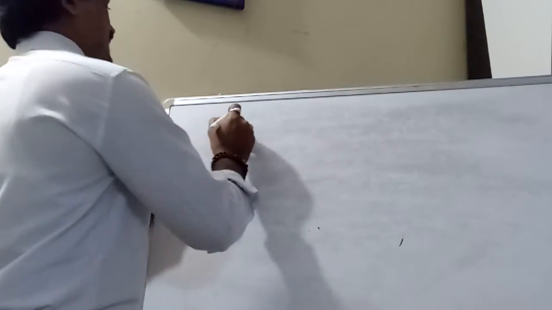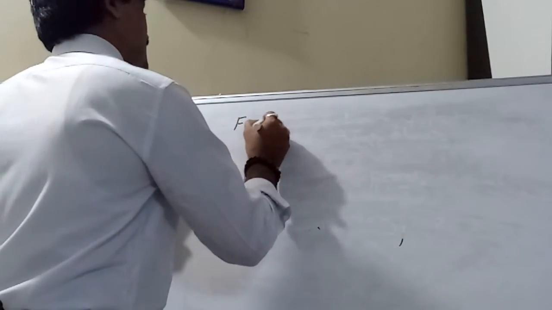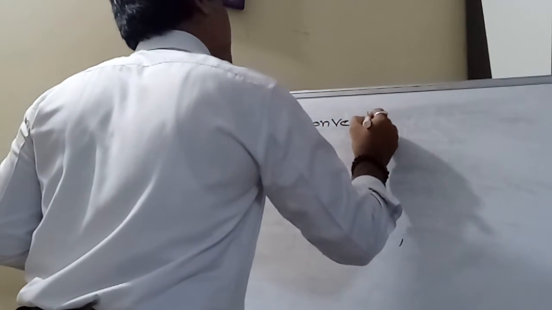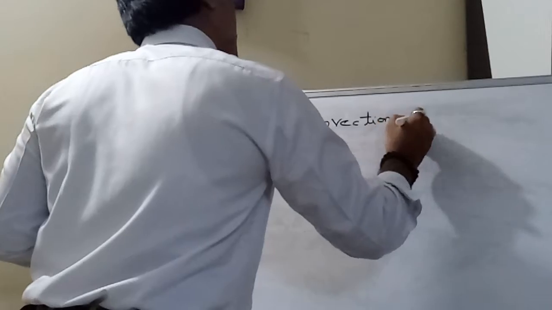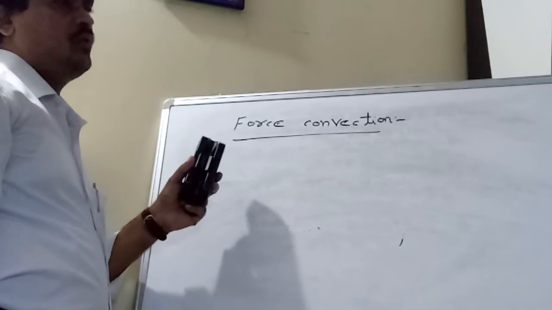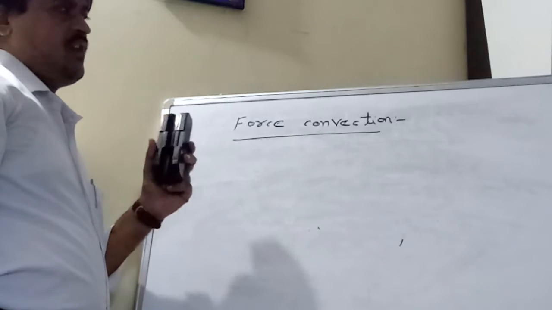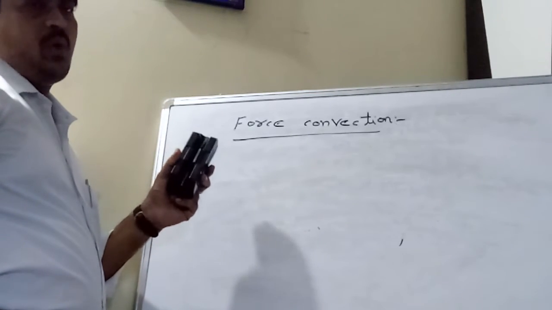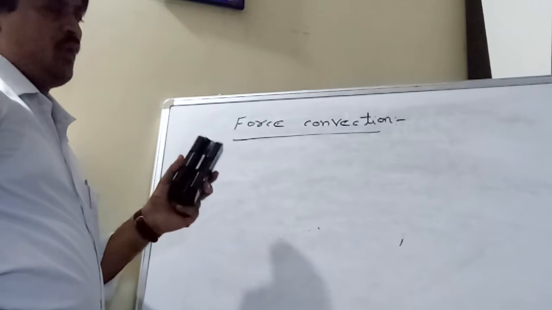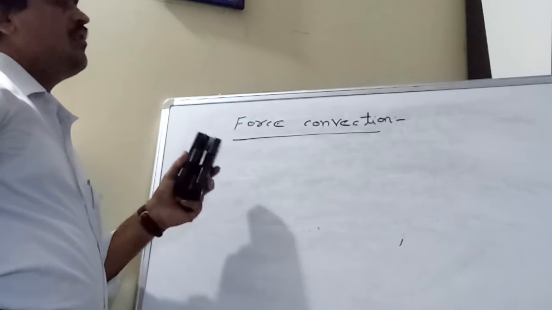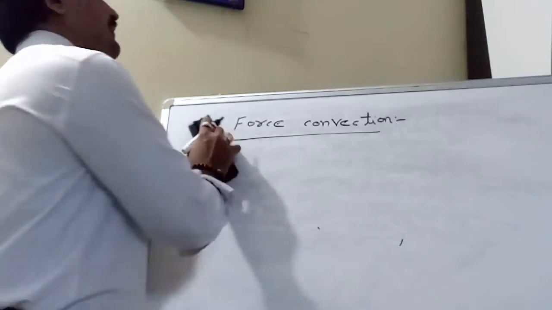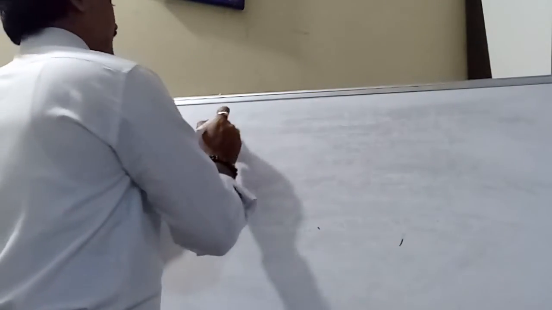Next, forced convection. Here fluid particles are forced to move by an external force, that is, a pump, fan, or blower, an external agent. That is called forced convection.